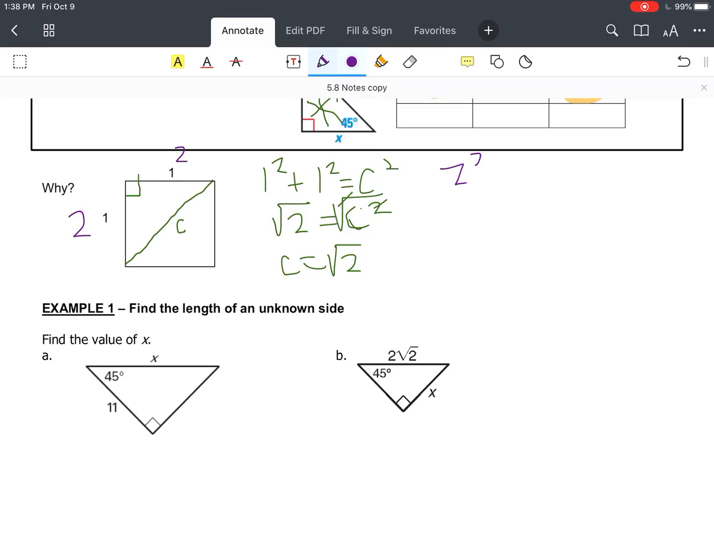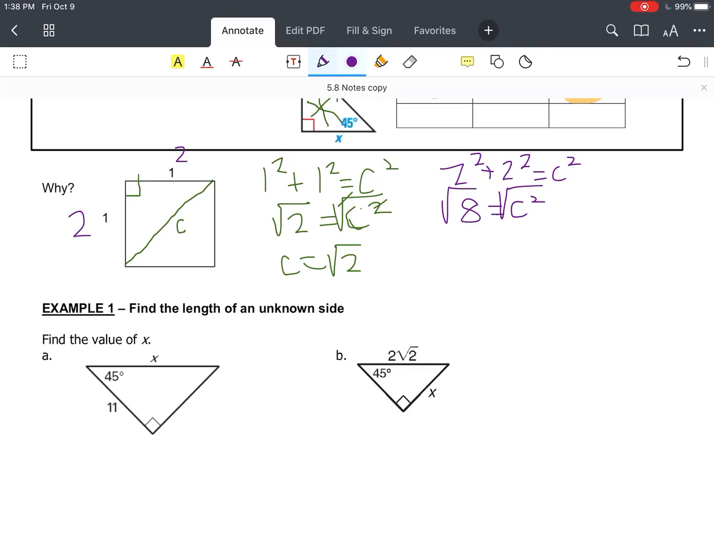What if instead I made my sides 2? So let's go with the next biggest number. It's going to be the same process. I'm going to do 2 squared plus 2 squared equals c squared. 2 squared is 4, so 4 plus 4 is 8. So 8 equals c squared.